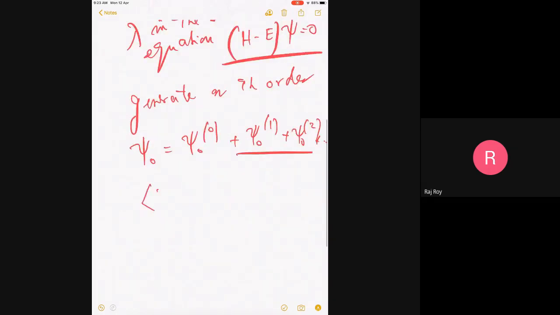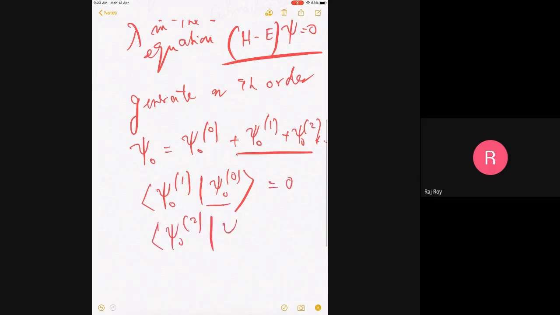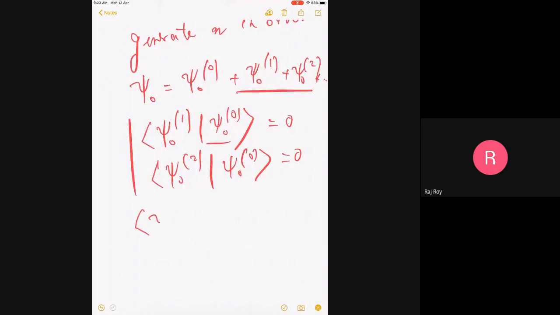Provided each of these correction terms, so psi 0,1 with the ground state, with the 0th order state, is equal to 0. So psi 0,2 similarly with psi 0,0 is 0, and so on. You can see that I have a situation where psi 0,0 with psi 0 is equal to 1. I hope you can see this. You can easily prove this, because if I expand this, I will have the first term as psi 0,0, which is 1. The next term would be psi 0,1, which is 0. Next term would be psi 0,2, which will be 0. Of course, when I'm writing this, remember the other way of writing, the complex conjugate, is also true.